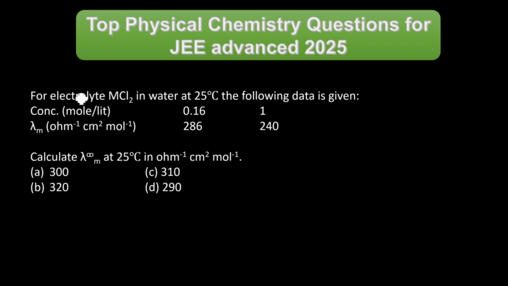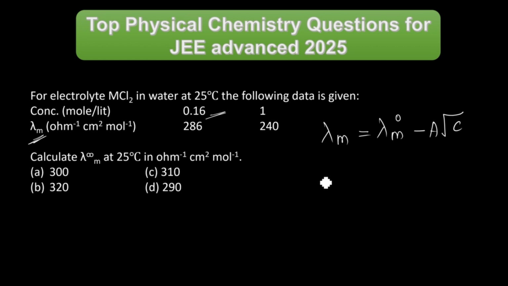For an electrolyte MCl2 in water at 25 degrees Celsius, the following data is given. Okay, the concentration and molar conductance values are given. They are asking for the molar conductance at infinite dilution at 25 degrees Celsius. Okay, cool. So we have a simple formula for this, right? Lambda m equals lambda m naught minus A root c. Because we know the concentration and the lambda m value, I'm going to substitute and make it two equations.